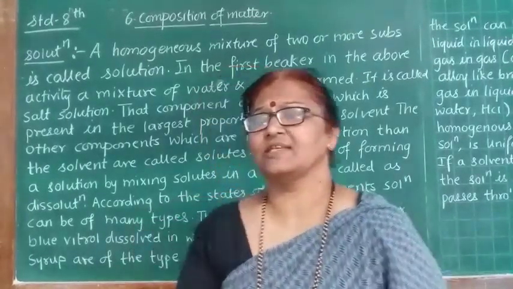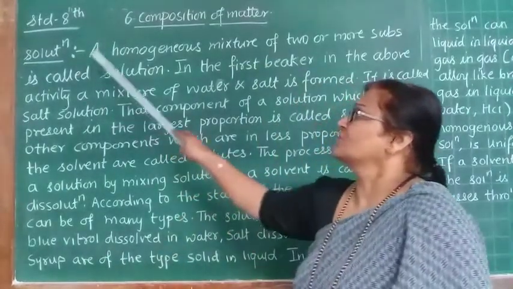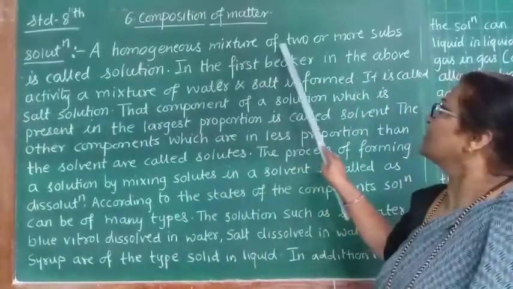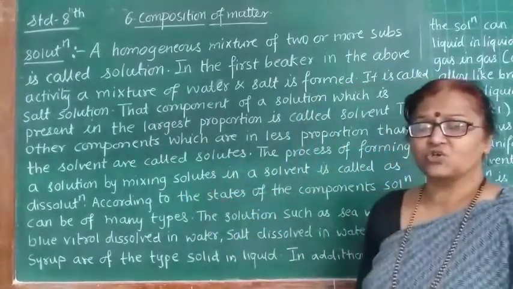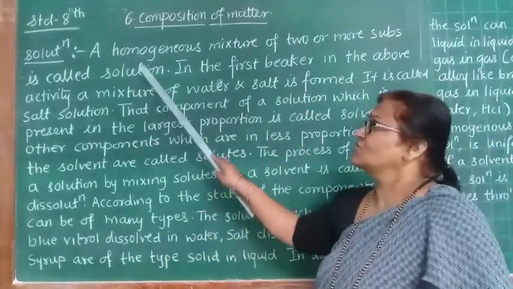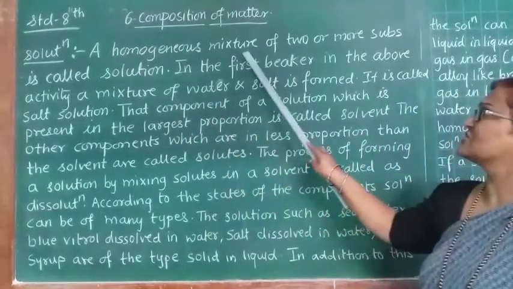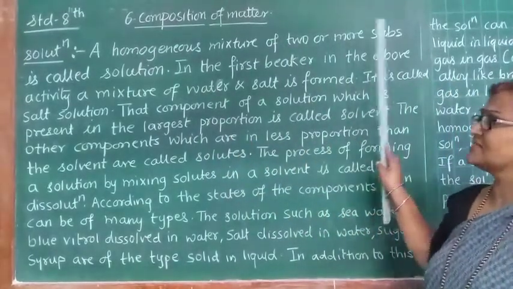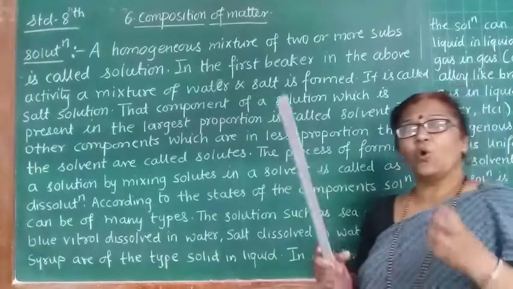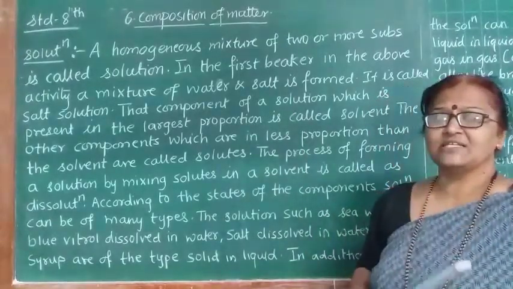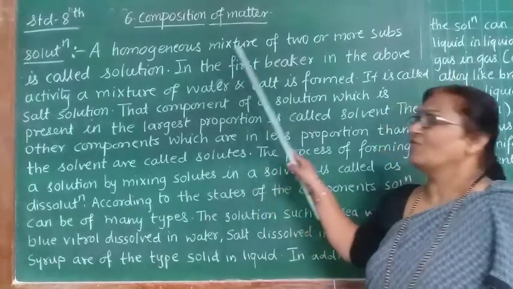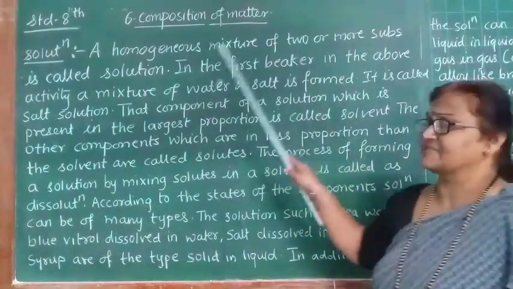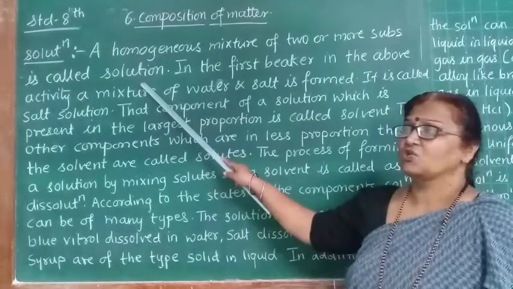Next we are going to see solution. A homogeneous mixture of 2 or more substances is called a solution. So what is a solution? A homogeneous mixture of 2 or more substances. Homogeneous means, homo means equal. When there is an equal mixture of 2 or more substances, it is called a solution.